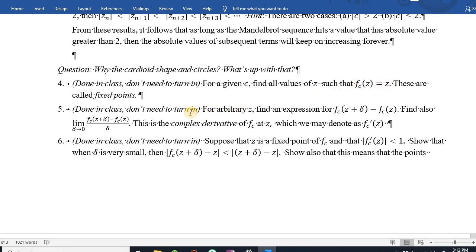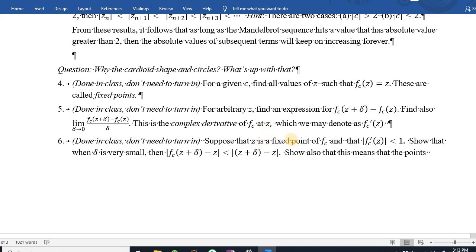All right? Now we also did this. We found an expression for f_c of z plus delta minus f_c of z and used that to compute what is basically the derivative. And the answer you got was 2z, I believe, something like that. So that's the complex derivative. Let's consider what the implication of this complex derivative is at a fixed point.